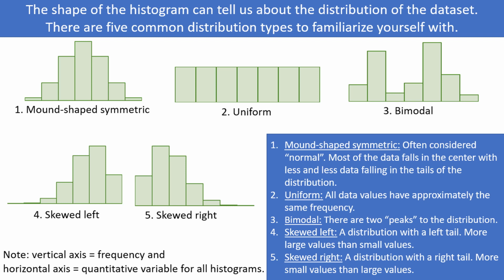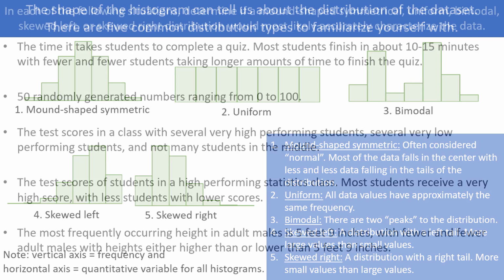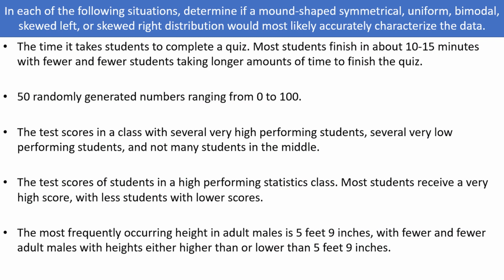It's very easy to get skewed left and skewed right distributions confused. Think of the words skew and tail as going together. Wherever the tail of the distribution is, that's where the skewedness is. So a skewed left distribution has a tail to the left, and a skewed right distribution has a tail to the right. Let's think about a few different variables and what distribution shape would most likely accurately characterize the data.